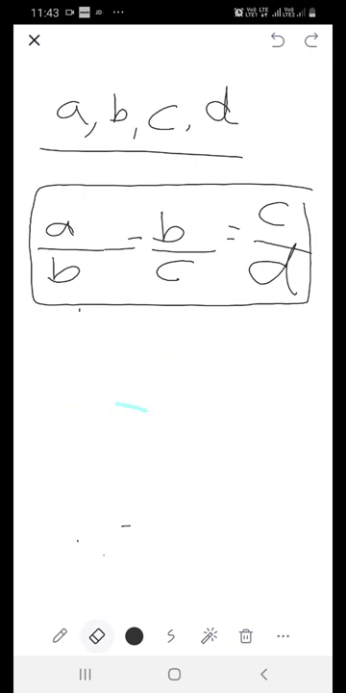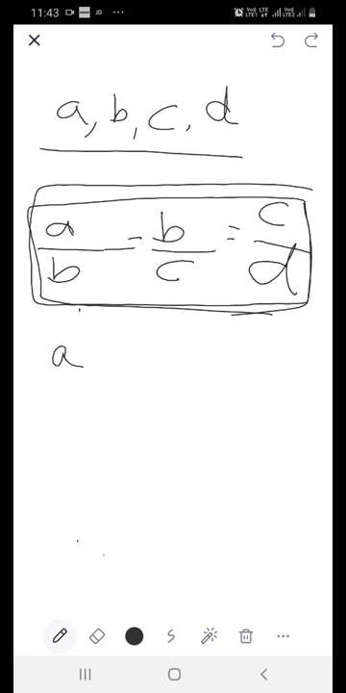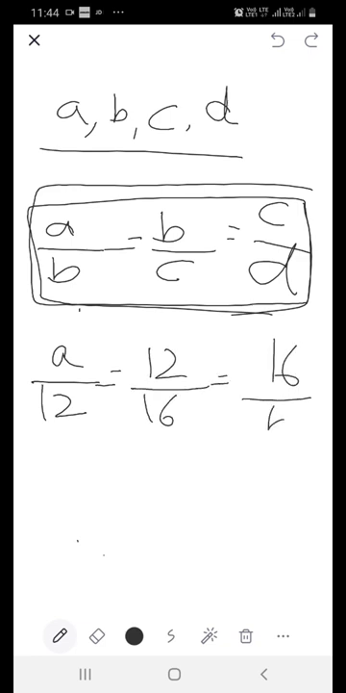Now your fifth question is based on the continued proportion only. You are given that A, 12, 16, B are in continued proportion. Find the value of A and B. So I'm going to use this concept. If they are in continued proportion, I'm going to take A upon 12 is equal to 12 upon 16 is equal to 16 upon B. This is how I'm doing your fifth question.